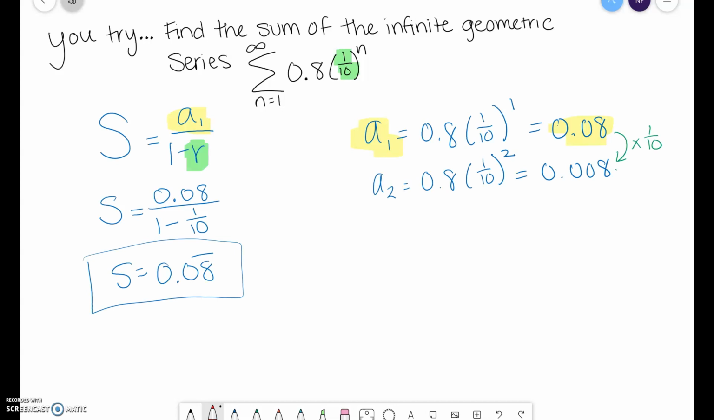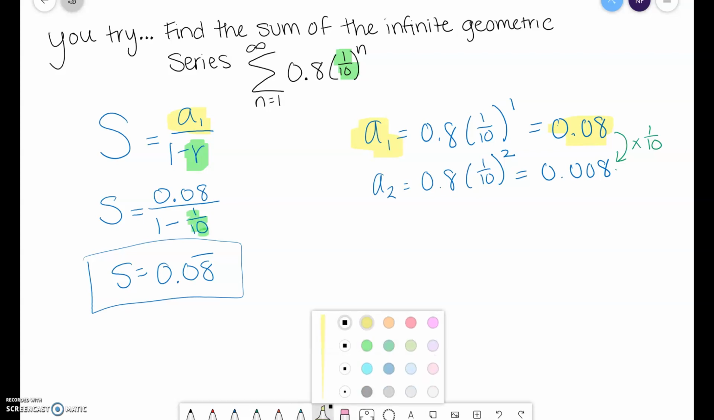Okay, so checking your work again, we need the first term, so we plug in n equals 1 to here and then solve it and we get 0.08. So that's what I'm going to plug in here. And then our ratio you can find here, or you can do the math of the first term and the second term and find that ratio. And that's going to go there.